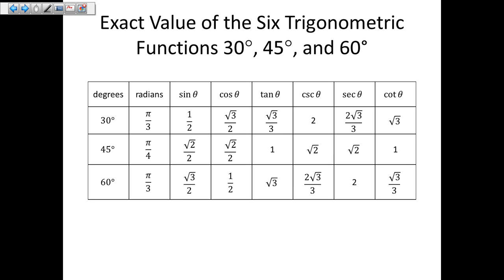Now, if we look at it for some more angles, 30 degrees, 45 degrees, and 60 degrees, or in radians, that's pi over 6, pi over 4, and pi over 3. Here they are. Again, basically you just want to write these into the trig table that I gave you in class.